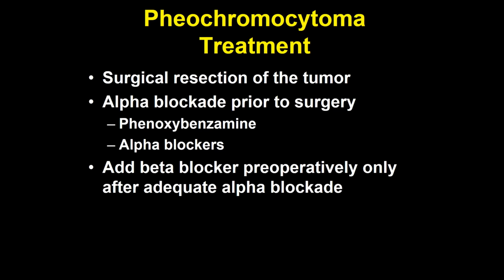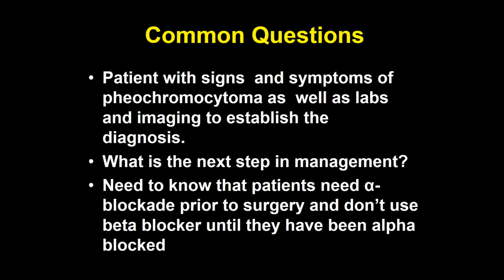And the treatment for these patients, prior to surgical resection, is ensuring they're on alpha blockade. We will often use phenoxybenzamine, a very old alpha blocker, but we sometimes also use doxazosin. And the key message there is we don't add the beta blocker until we've got them adequately alpha blocked. The reason being, if they're not fully alpha blocked and you add the beta blocker, you can precipitate a crisis. So that's the reason we do it in that order.